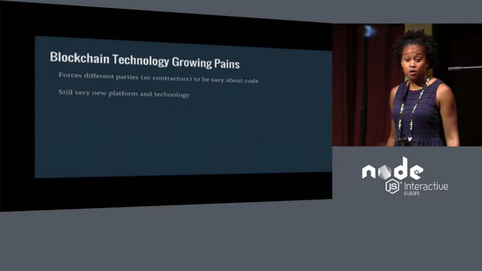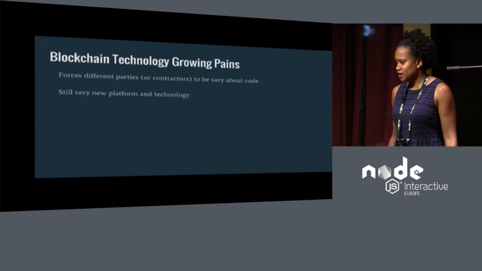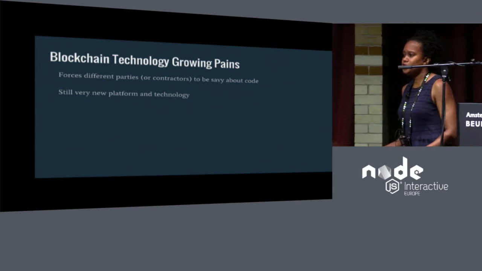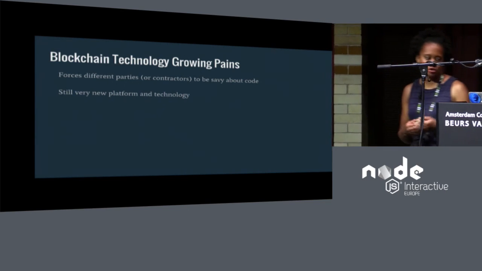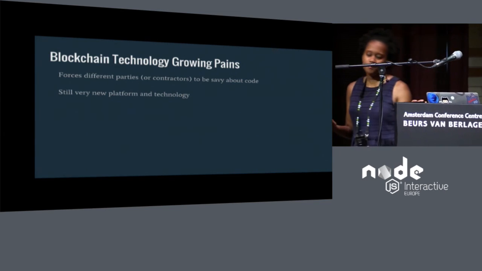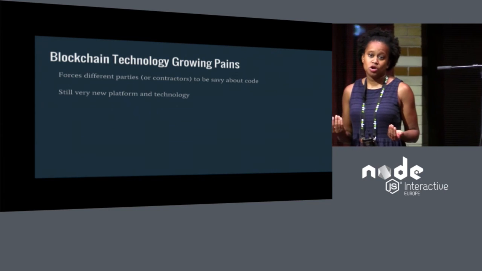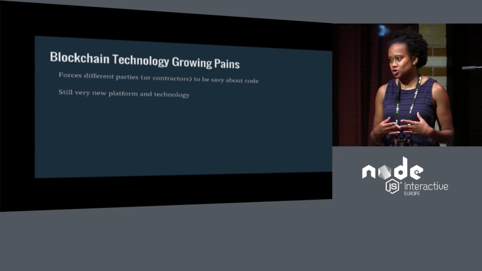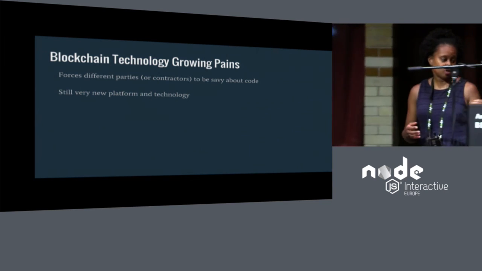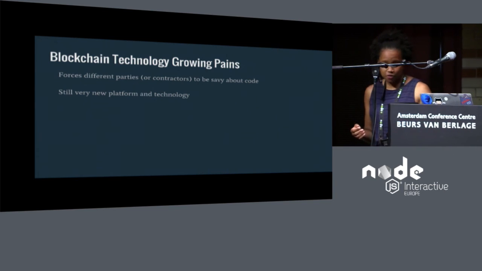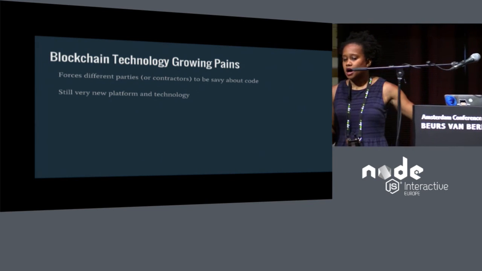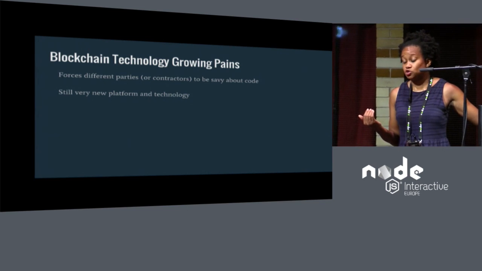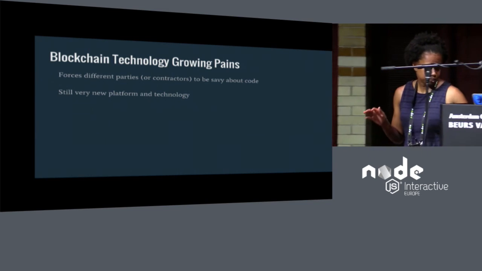I don't call myself a promoter. I see an interesting technology, and if I think it can solve a problem, then my interest will continue. But there are definitely bugs and there are definitely issues with this technology. One, it forces different parties to be savvy about the code, which I think is a high bar, especially if you have non-technical stakeholders who are part of this smart contract. It's still a very new platform and technology. Ethereum has been around since 2014, so it's about 2 years old.